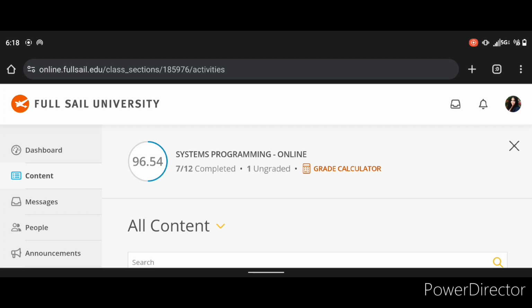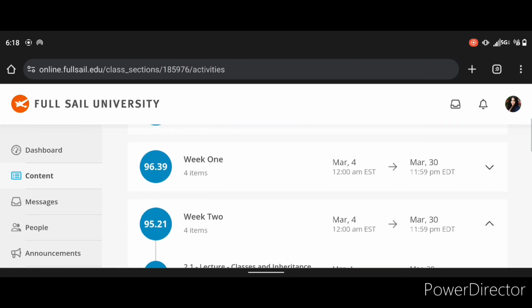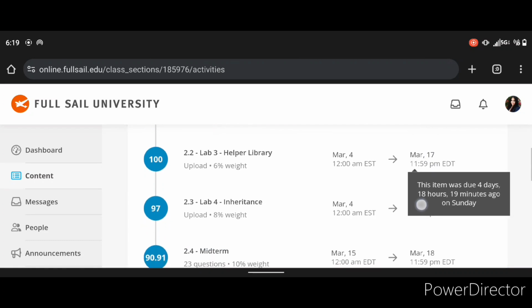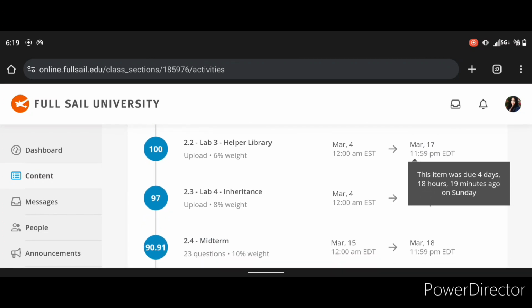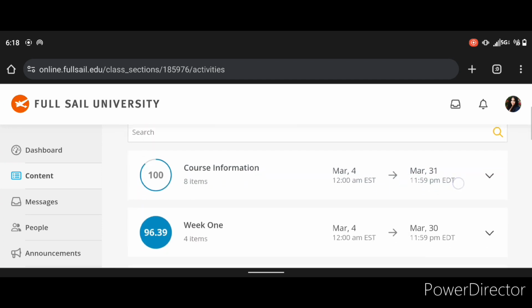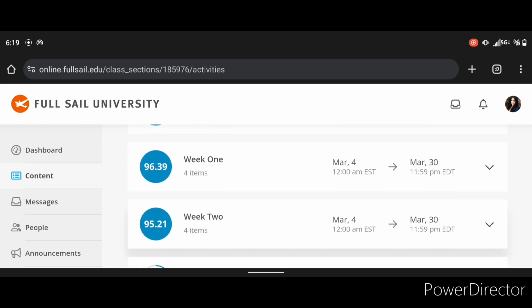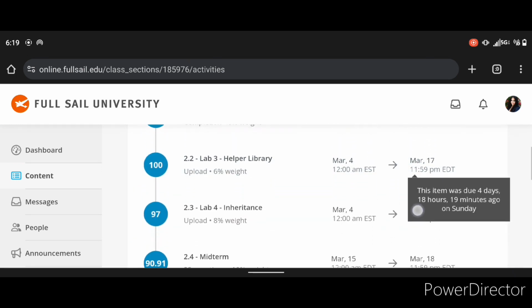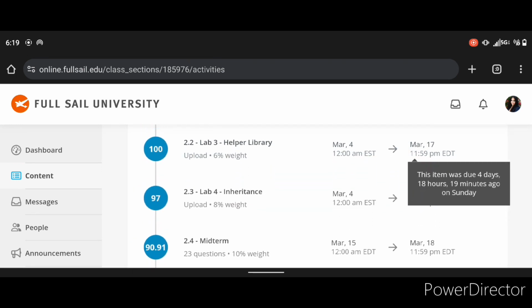My grade currently sits at a 96. I did get the grades back for both of week 2's labs. I got my grade back first for lab 4, the inheritance lab, where I had to create a bank app, and that was a 97. And then it took a little bit longer for lab 3, the helper library, but I did get the full 100 points for that lab.